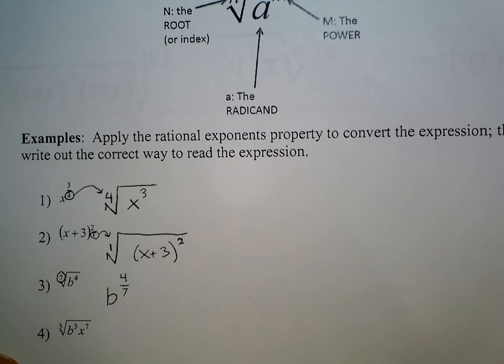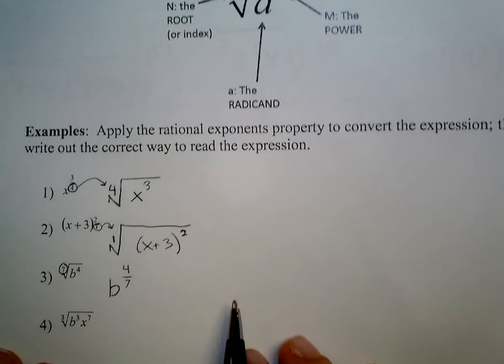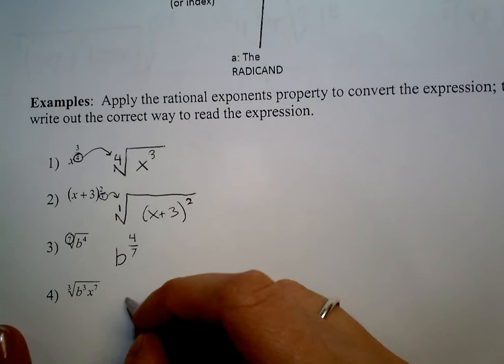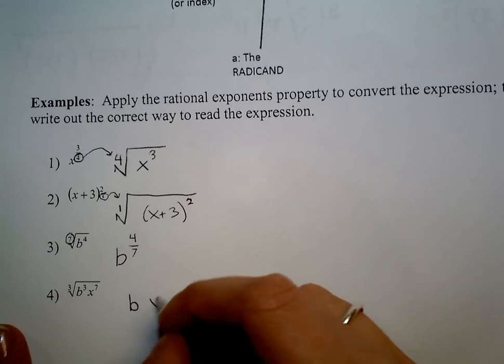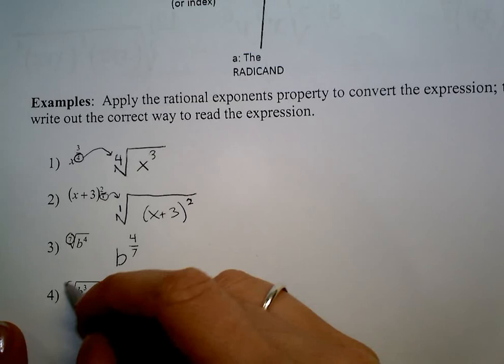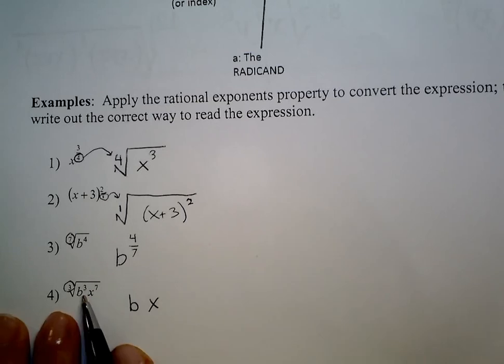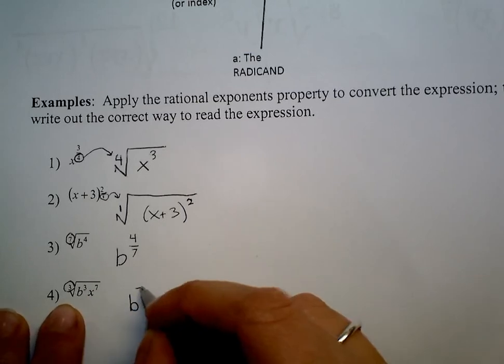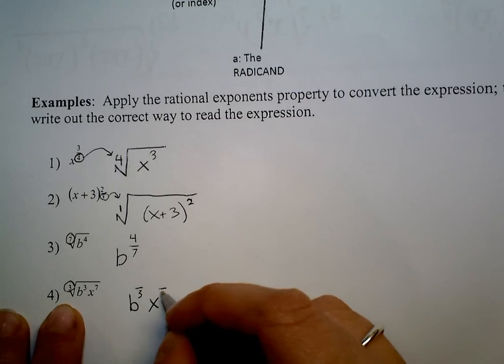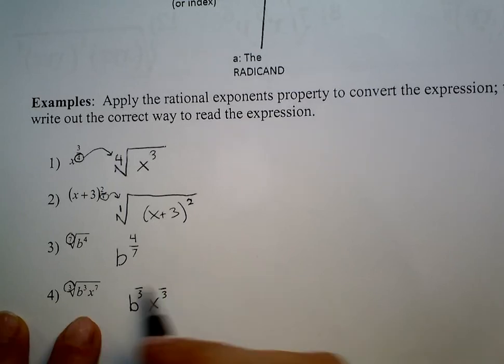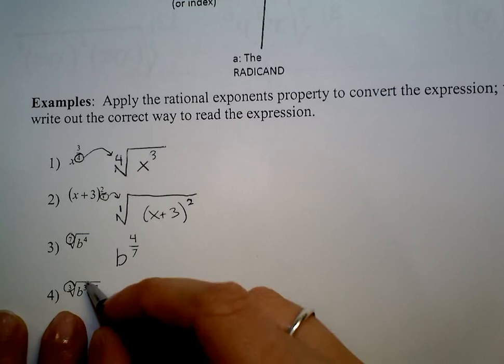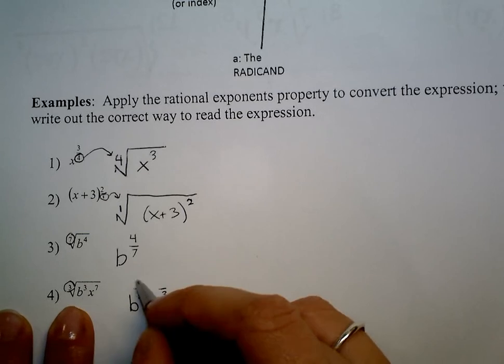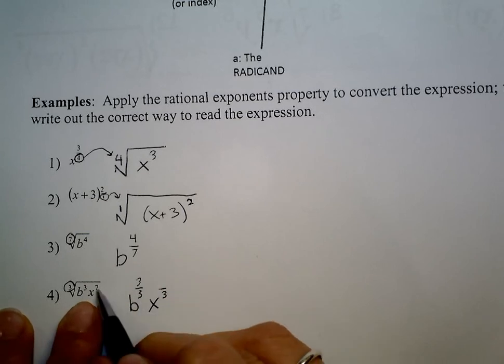So now, in this example, I have my radical, so I want to change it to an exponent. I have b and x. Now, my root is 3. So that means I'm going to have 3 on the bottom of each of these exponents. And then my numerators are here. So b, I'm going to have 3 here, and then x is going to have 7.